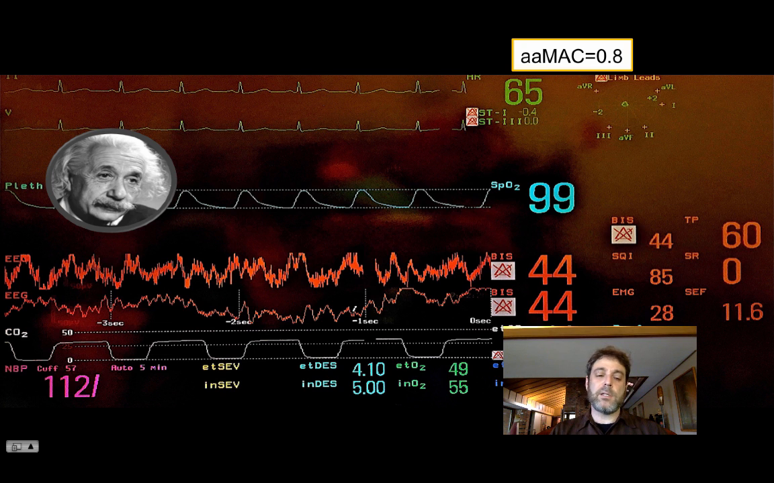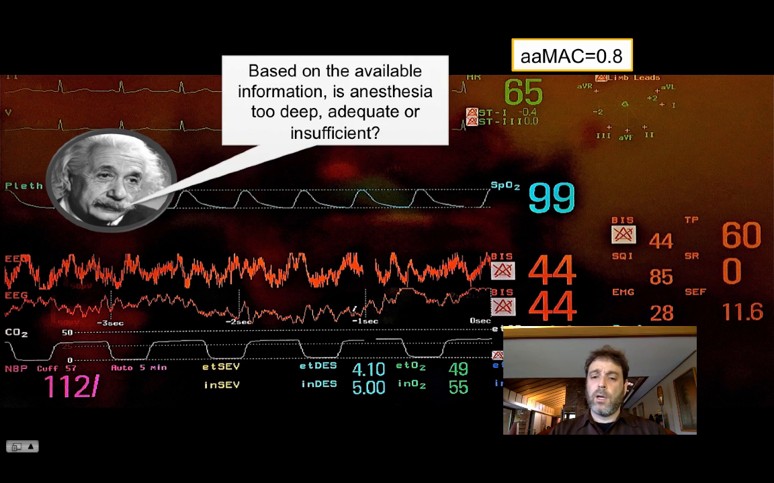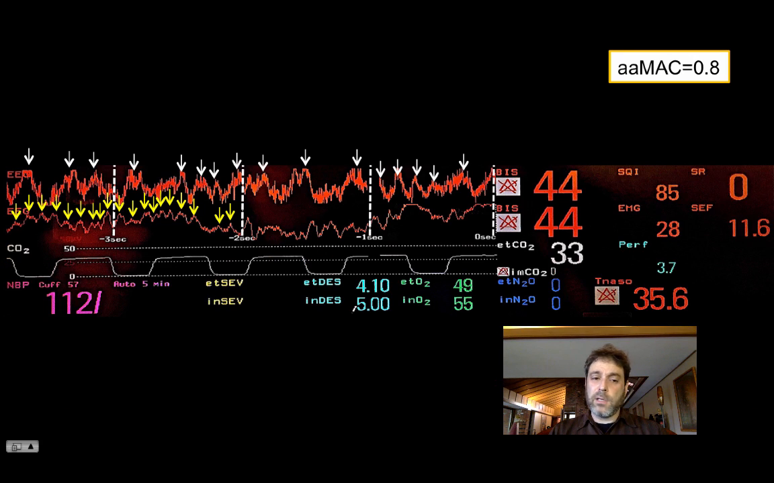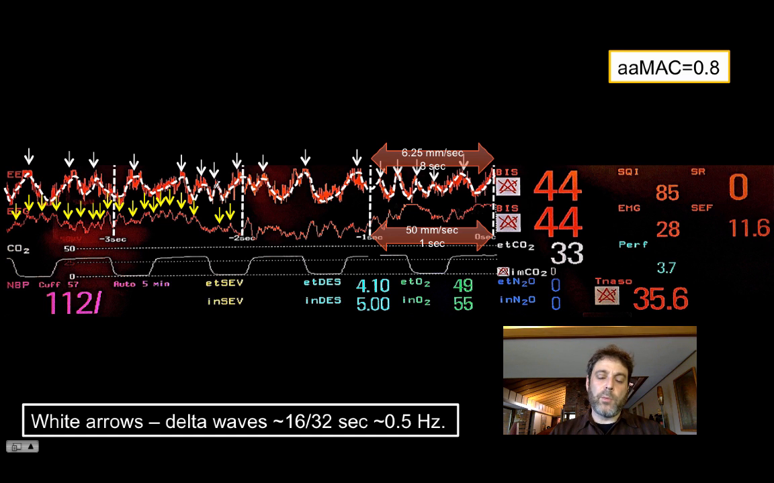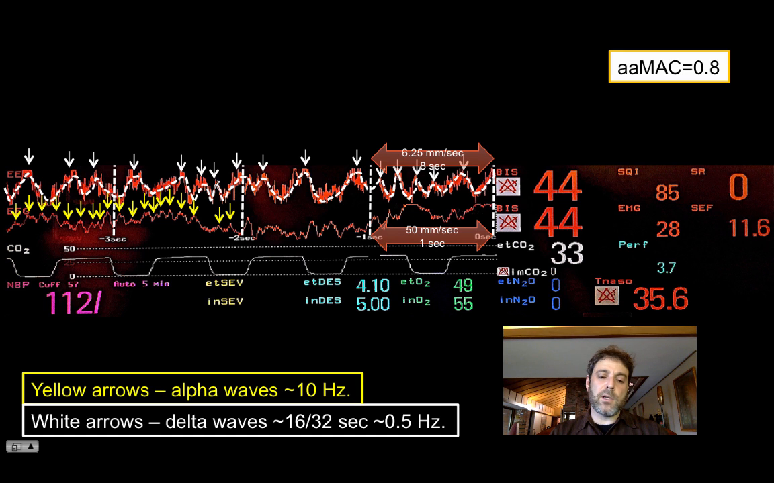You can see the spindles, you can see the delta waves. Counting the spindles and counting the delta waves there, you can see that I've actually done the whole, there are lovely delta waves. You can count them all the way across. So we've got 16 delta waves in 32 seconds, which is half a Hertz, and the spindles are at 10 Hertz, entirely consistent with adequate general anesthesia. Also, the spectral edge is 11.6, which is in keeping with the alpha spindle count that we counted manually.